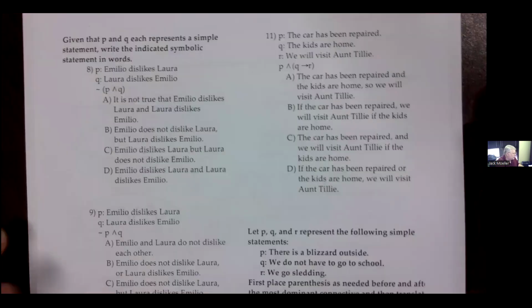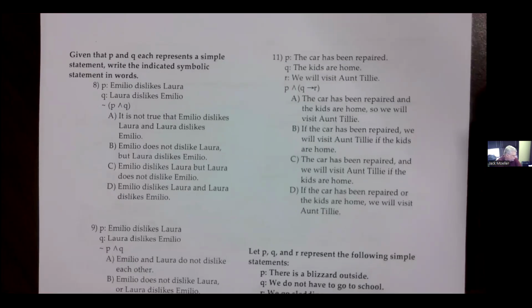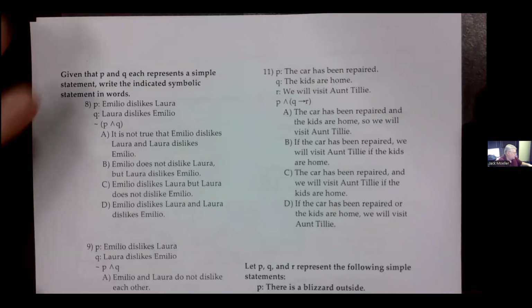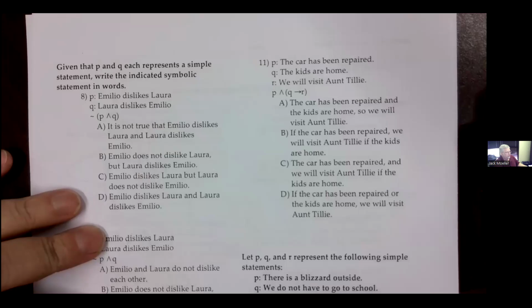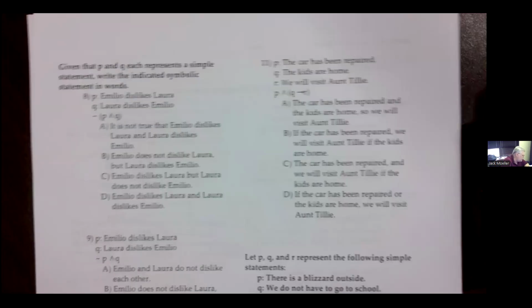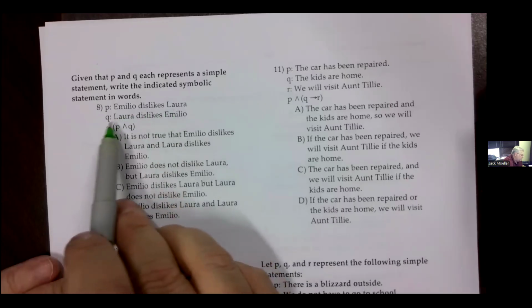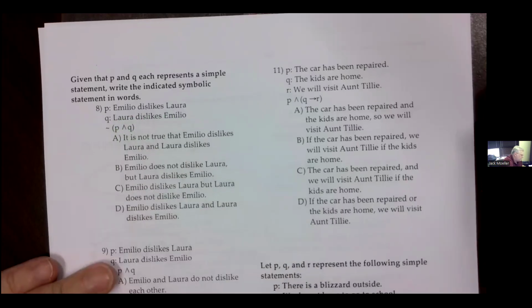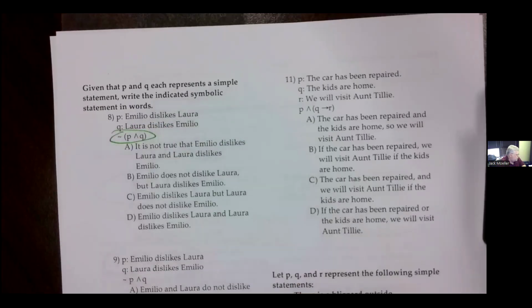All right, so I'm going to start at number 8. Given that P and Q each represent a simple statement, write the indicated symbolic statement in words. So we're starting with symbols and going to sentences. This is always going to be multiple choice in math. P is Emilio dislikes Laura. Q is Laura dislikes Emilio. So what we're dealing with is the negation of P and Q.